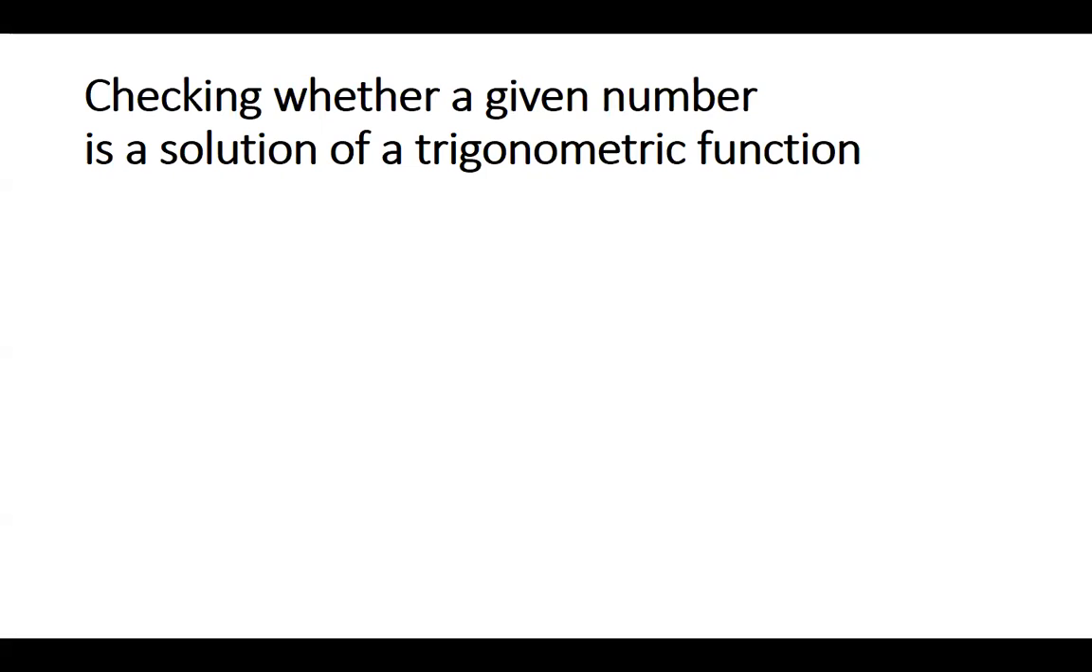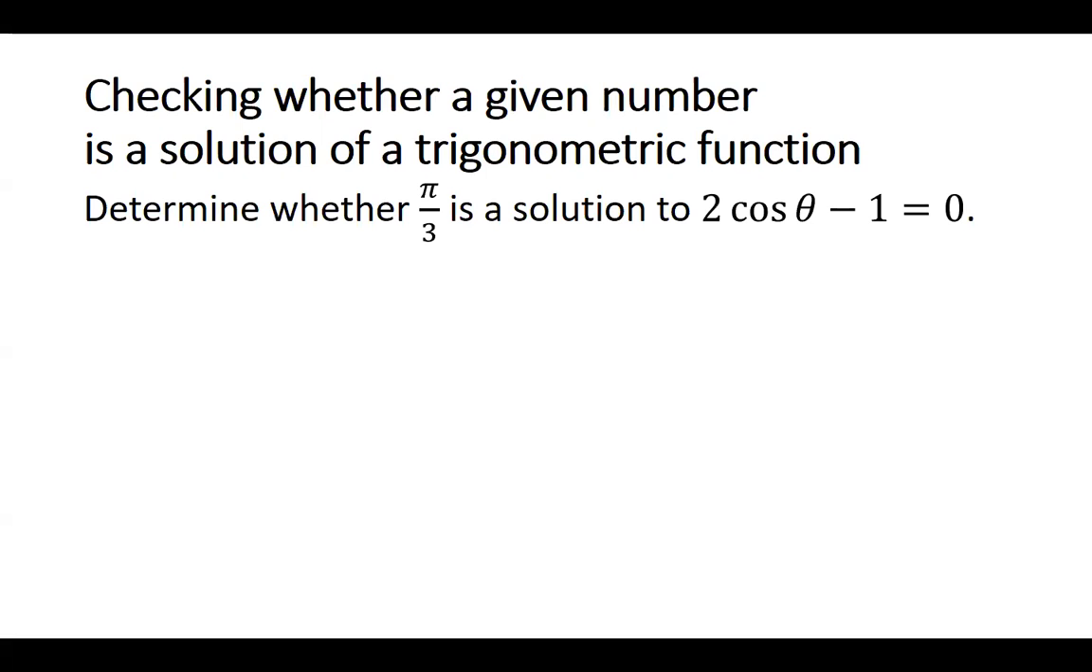So let's start out with checking whether a given number is a solution of a trigonometric function. It's always good to start at that point, right? Rather than trying to solve something, check and see if a value is a solution for it, because that's just plugging it in, right? So checking whether a given number is a solution of a trigonometric function, determine whether pi over 3 is a solution to 2 cosine theta minus 1 equal to 0.